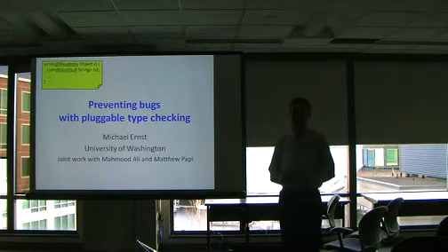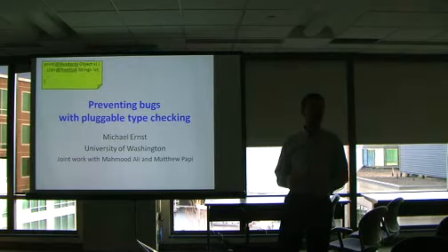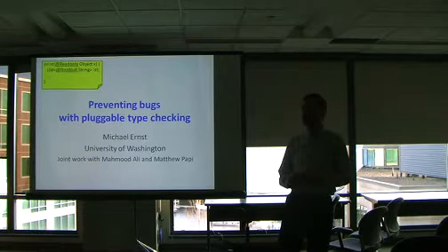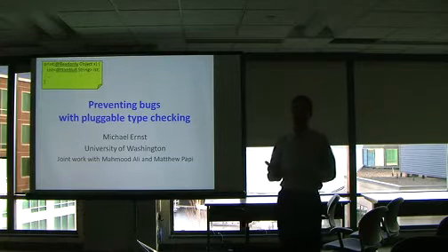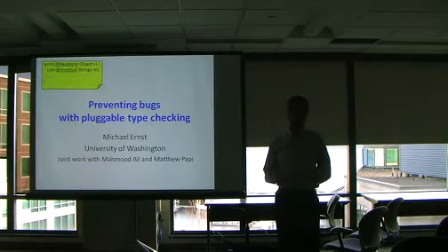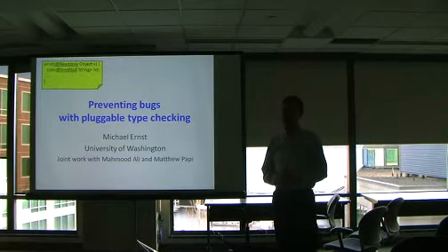So today I'm going to be talking about a technique that you can use to detect bugs and, more importantly, to prevent bugs, which is namely pluggable type checking. It lets you write your own type checker for whatever properties you care about, and then run that as part of your normal compilation process.